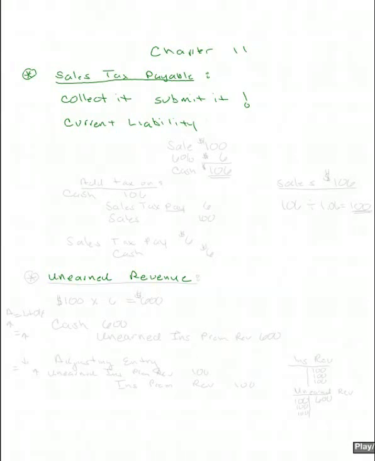In our example, let's use a sale where we have a sale of $100 and we have a sales tax rate of 6%, so you're going to add $6 on. So the total cash that we're going to receive is $106. $100 for the sale of the merchandise, $6 for sales tax, total of $106.